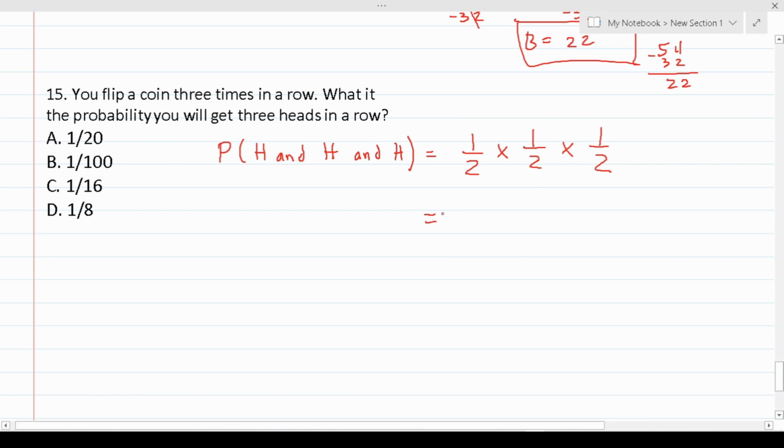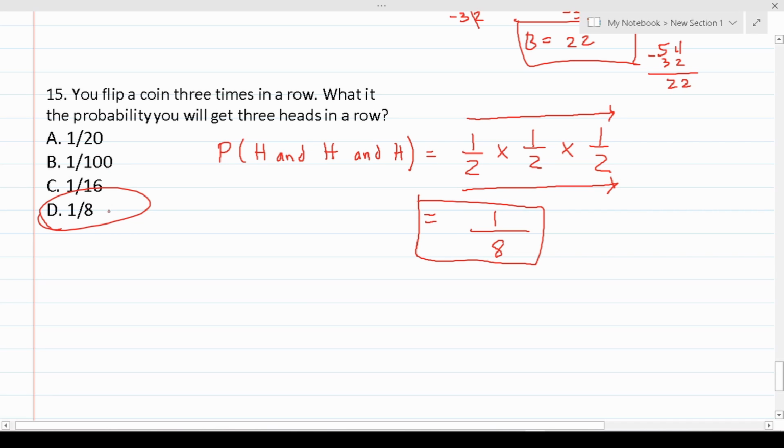And this is pretty easy to do. Again, we're just multiplying fractions, so we're going to multiply straight across. That is, we're going to do 1 times 1 times 1, which is just 1. And then 2 times 2, which is 4, times 2, which is 8. So your odds of getting heads 3 times in a row is 1/8.